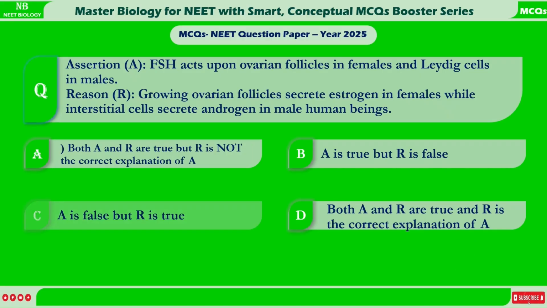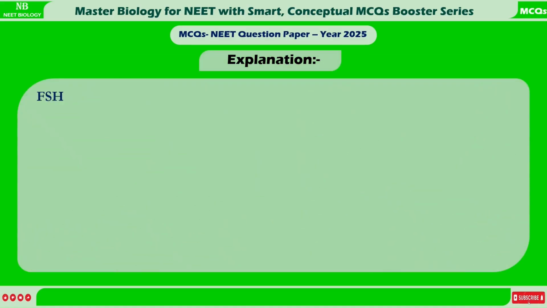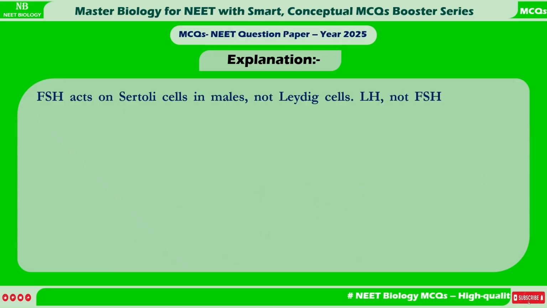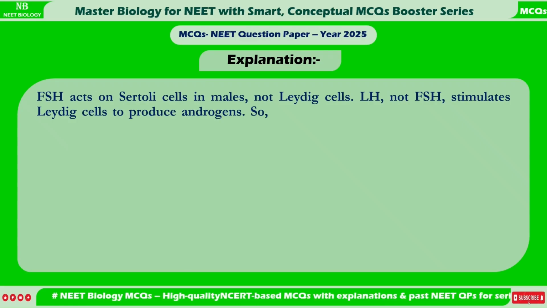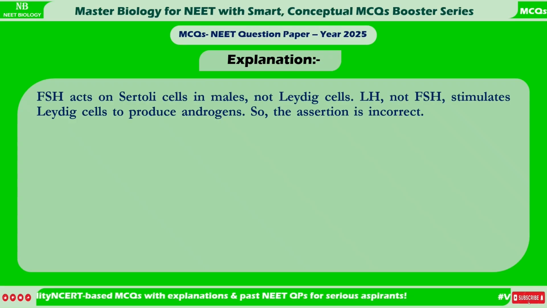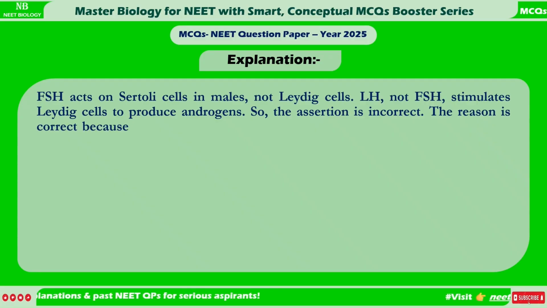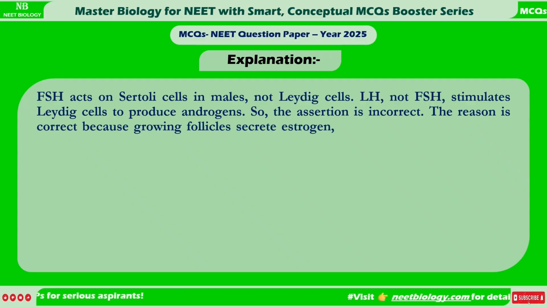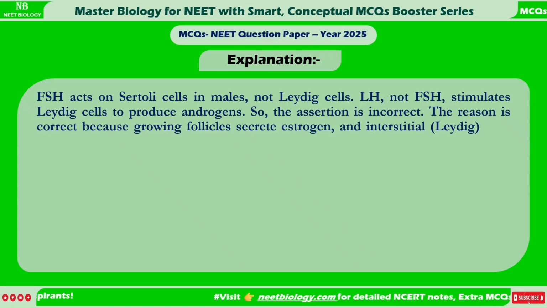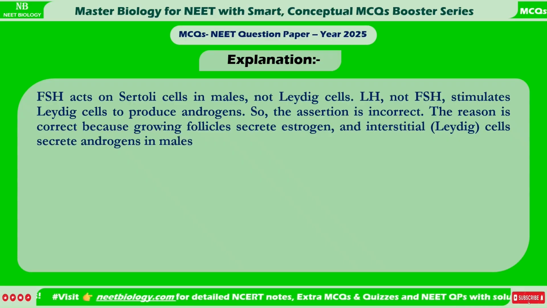Correct answer is C. A is false but R is true. Explanation. FSH acts on Sertoli cells in males, not Leydig cells. LH, not FSH, stimulates Leydig cells to produce androgens. So, the assertion is incorrect. The reason is correct because growing follicles secrete estrogen, and interstitial, Leydig, cells secrete androgens in males.